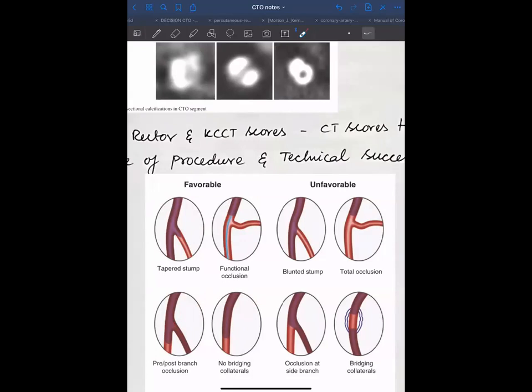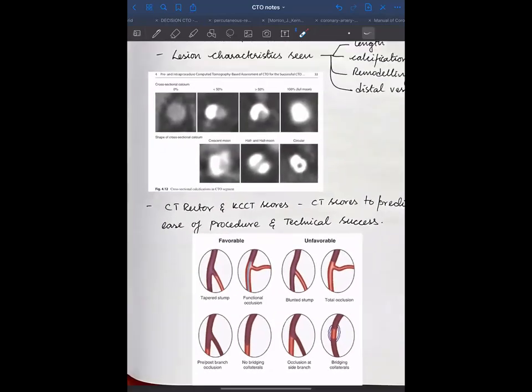What is unfavorable is, as we can see here, a blunted stump, both in terms of main branch and also side branch, because the wire would always enter into the side branch here and never enter the side branch here. If it is a complete total occlusion, it is again unfavorable. Bridging collaterals: they found that if you have bridging collaterals, especially when we do a subintimal tracking across this CTO, it would always enter the collateral vessels and cause a high risk of perforation, because there would be a channel into the vessel. So the presence of bridging collaterals itself is an independent predictor of perforation at the end of the procedure or during the procedure.